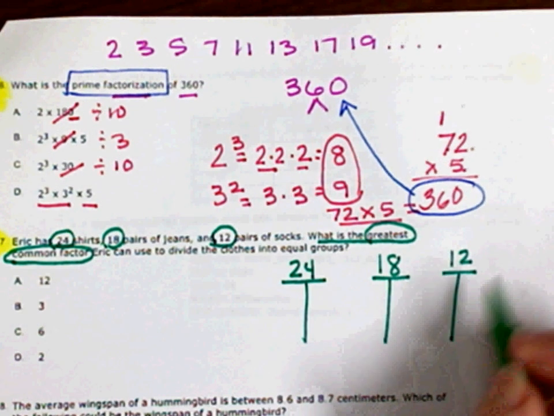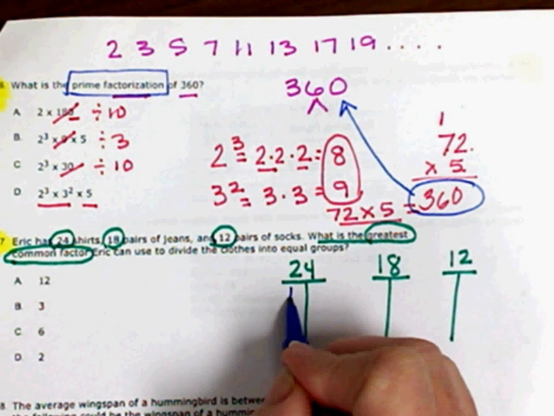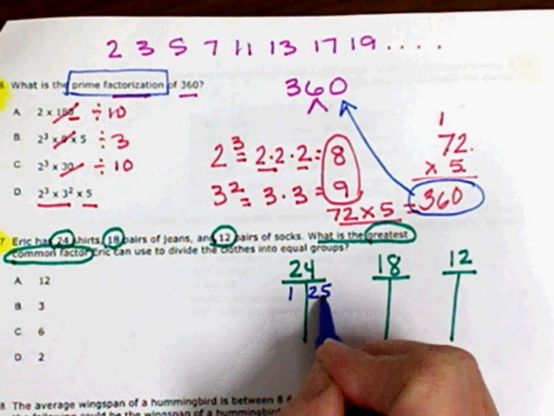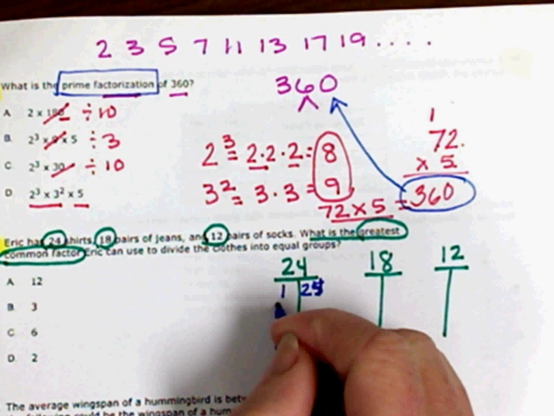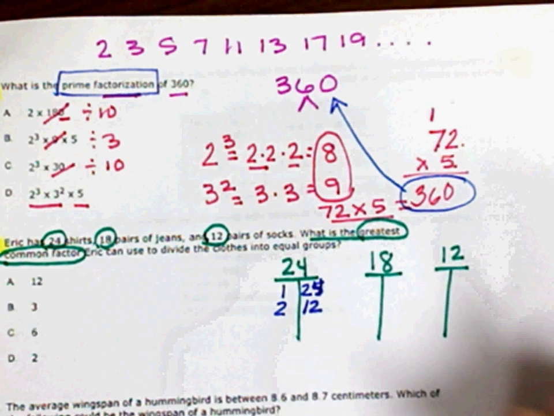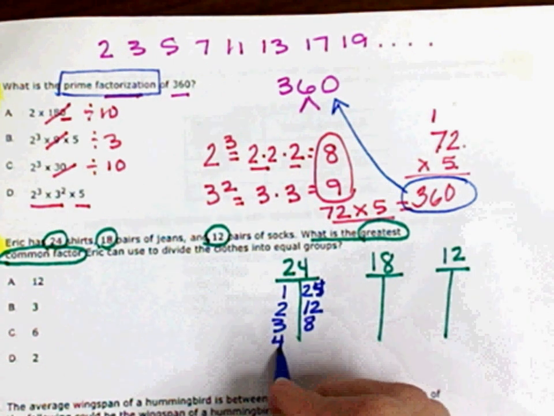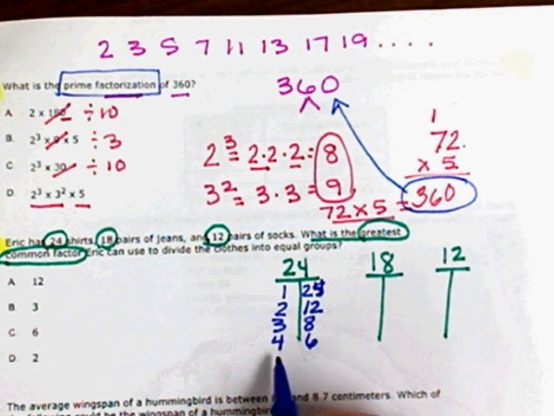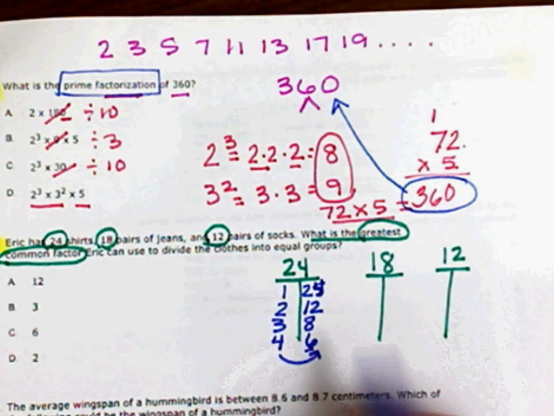So I'm going to start with 1. Of course, every number is divisible by 1, and 1 times 24 gives 24. 2 times 12, 3 times 8, and 4 times 6. Can I multiply 5 times anything? No. And then my 6 is on the other side, which tells me I'm probably finished.